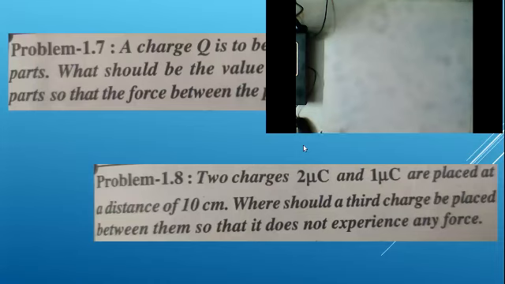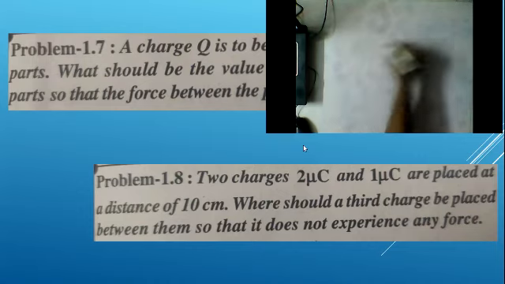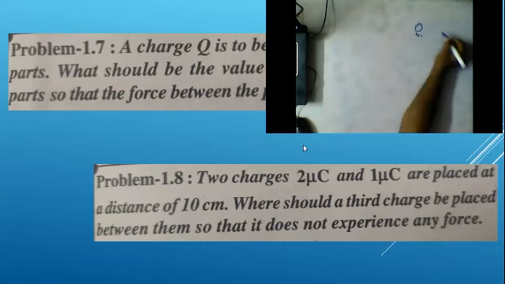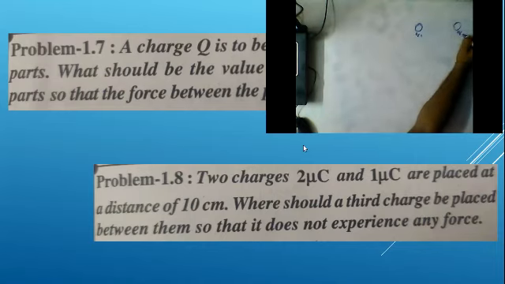Okay, so the next question is also one of the most interesting, guys. First of all, we will discuss the concept, and after that we will go ahead with the problem. So what is the question? For example, two charges are separated by a distance of 10 cm. At what position should we keep a charge so that it does not experience any force? Here this is a charge q1, and this is another charge q2.